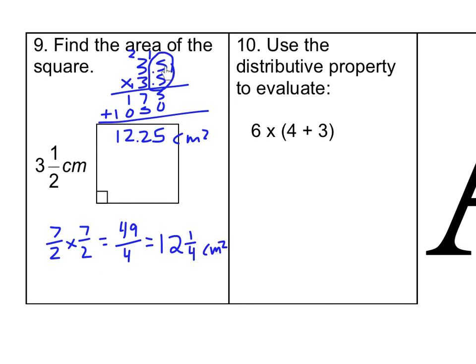Or you could just do 3.5, because remember, 1/2 is 0.5 times 3.5, and when you multiply that together, you're going to get 12.25 centimeters squared.